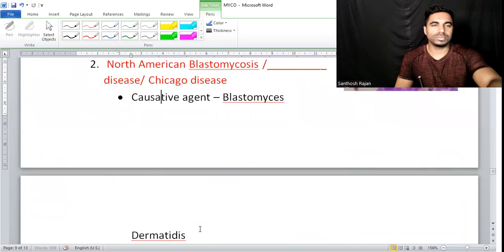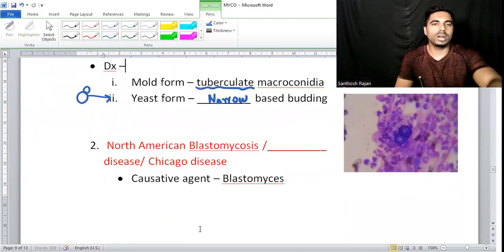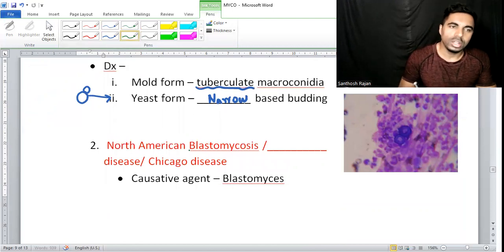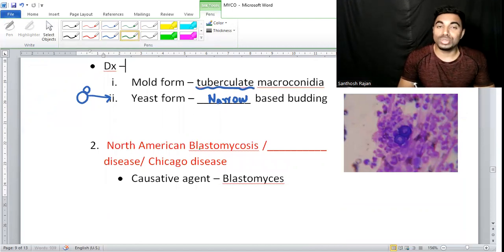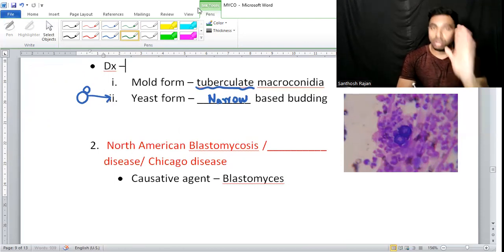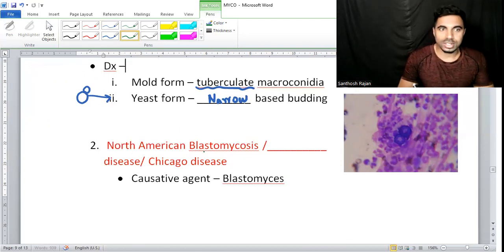Now see this one. When you go to North American blastomycosis, blastomycosis is usually called North American because South American is usually paracoccidioidomycosis. Paracoccidioidomycosis is called South American blastomycosis. North American is the real blastomycosis. That is blastomycosis, and this is also called Gilchrist disease.